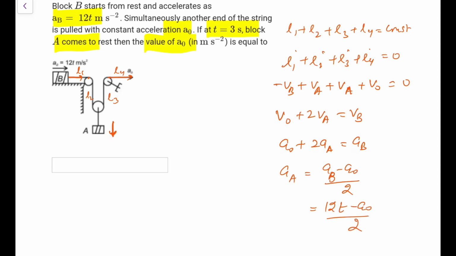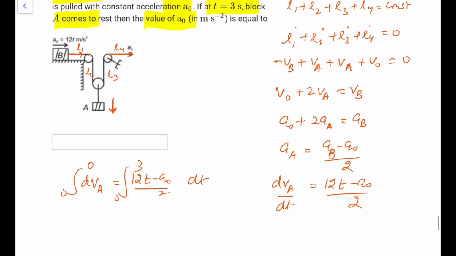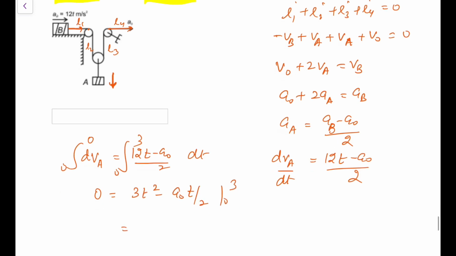So at 3 seconds it comes to rest. That means this is dVA by dt. So if I integrate, dVA is equal to (12t minus A naught by 2) dt, limit from 0 to 3. It comes from 0 to 0, because initially rest, finally rest, so it is 0. So 0 would be 12t square by 2, that is 6t square, minus A naught t by 2, from 0 to 3. So what we are getting: 6 times 9 is 54, minus A naught times 3 by 2 is equal to 0. So A naught equals 54 times 2 by 3, that is 36... it comes out as 18 meter per second square.